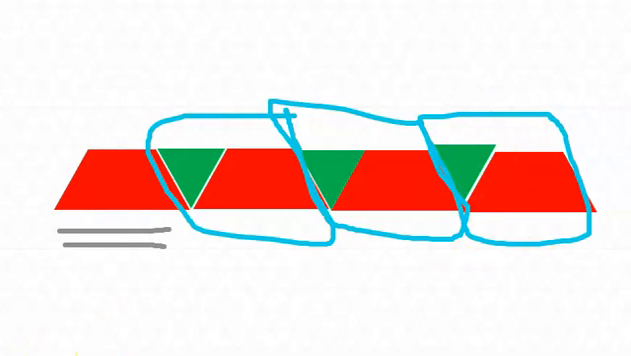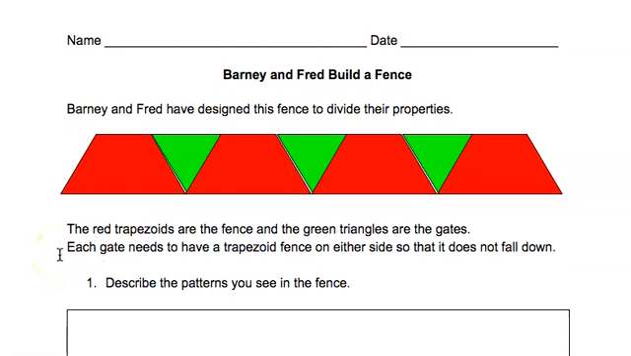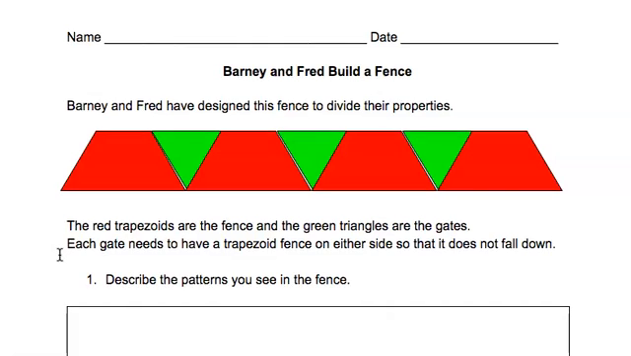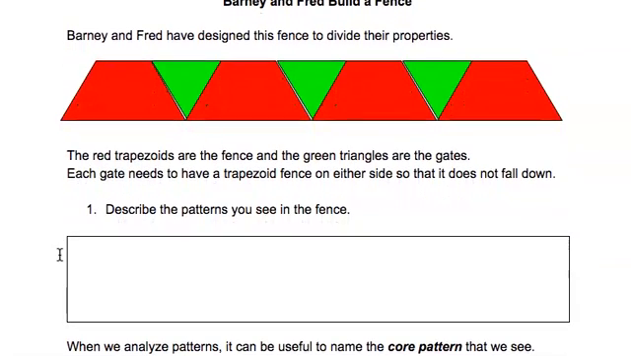Let's look at the task. Here's the task. Barney and Fred build a fence. Barney and Fred had designed a fence to divide their properties. The red trapezoids are the fence and the green triangles are the gates. Each gate needs to have a trapezoid fence on either side so it doesn't fall down. Describe the pattern you see. So here's where you will describe.